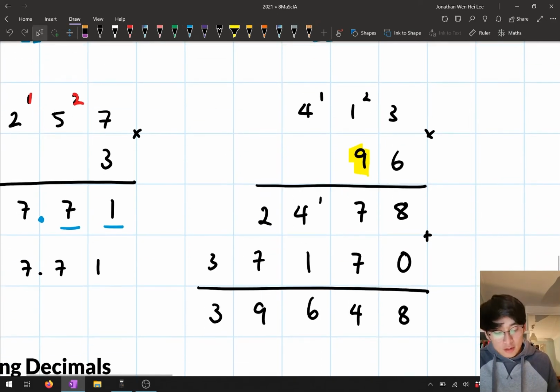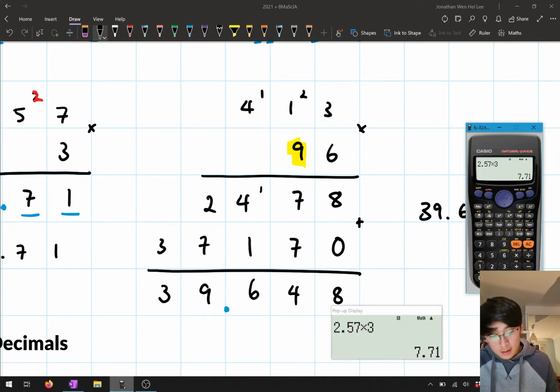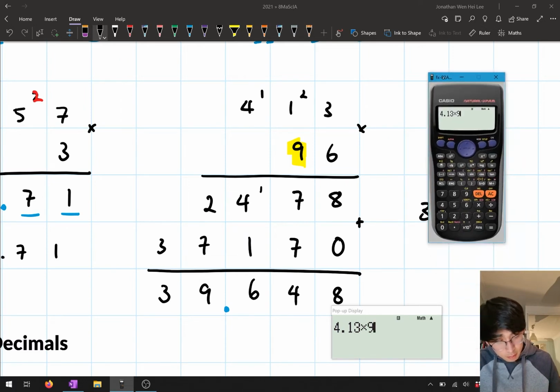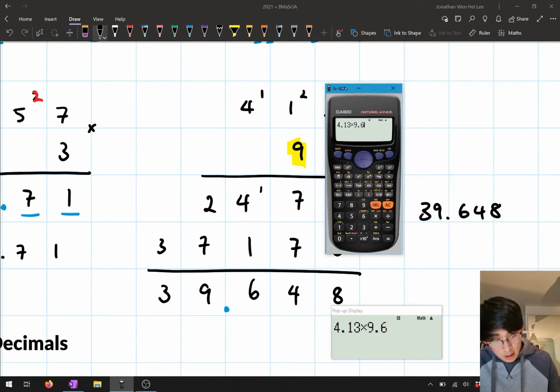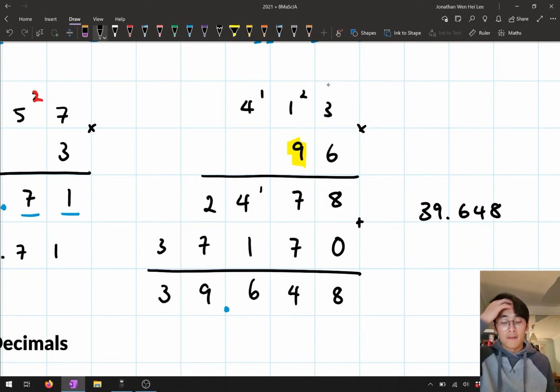So what I'm going to do is I'm going to start from the right and I'm going to go in 3 decimal places, 3 of my digits. So 8, 4, 6. And I'm going to put in the decimal point right after that. So my final answer is 39.648. And let's actually check this on my calculator. So I had 4.13 times 9.6. And when we put this in the calculator, we get 39.648, which is exactly what we have here.